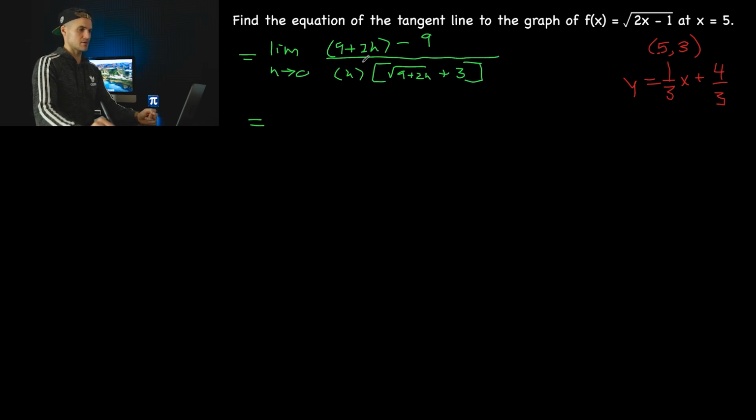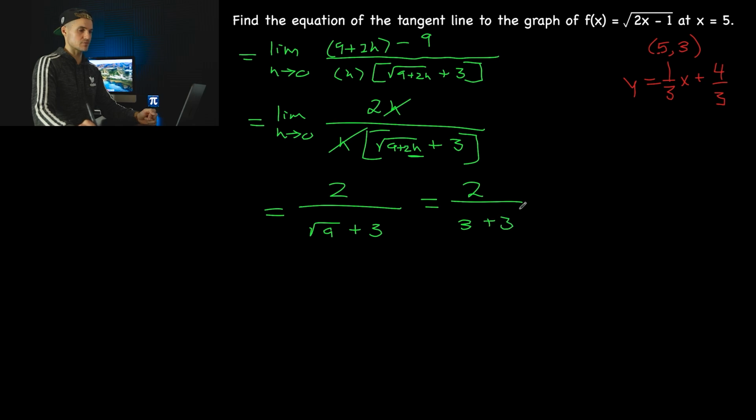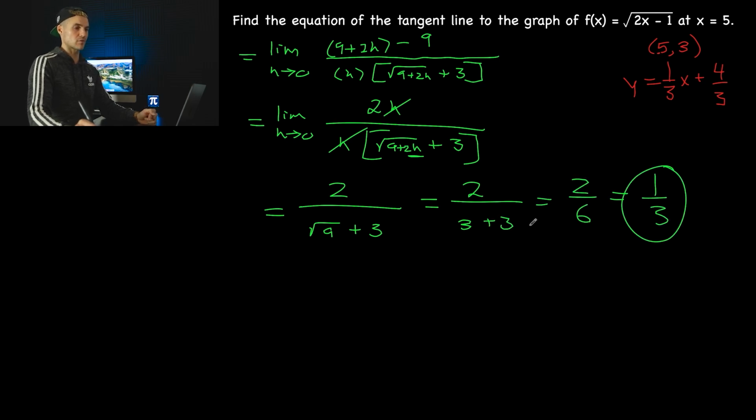And then from here, notice in the numerator, the 9's are going to cancel out, so we'd end up with the limit as h approaches 0 of 2h all over h times root 9 plus 2h plus 3. The h's cancel, like that. And we could plug in 0 for the remaining h right here, and when we do that, we'd end up with what? 2 over root 9 plus 3, which is like 2 over 3 plus 3, which is 2 over 6, which indeed gives us that same slope of 1 over 3.